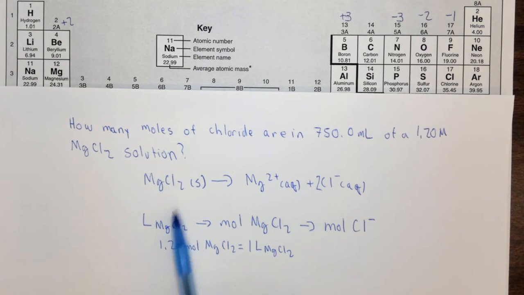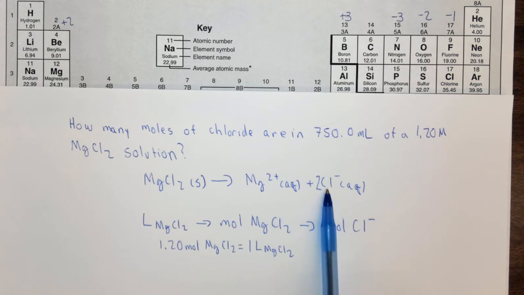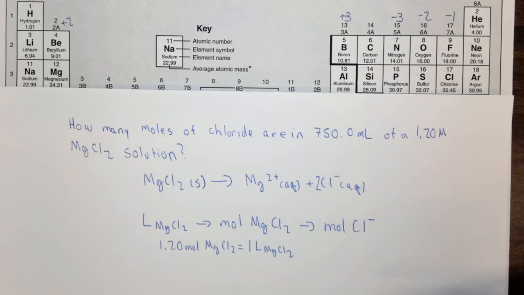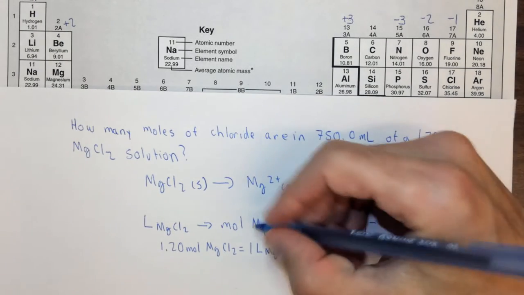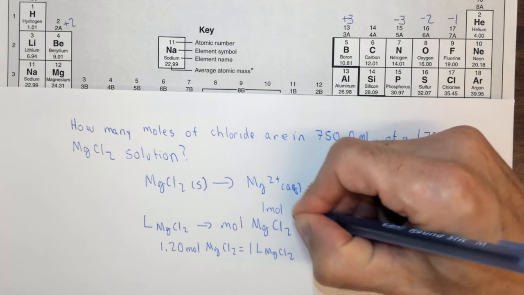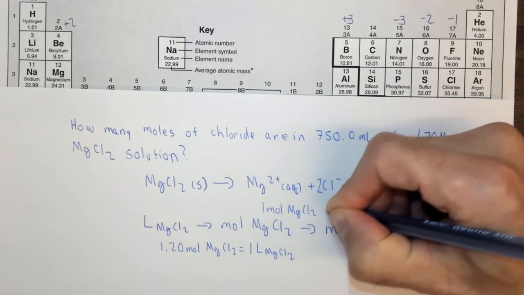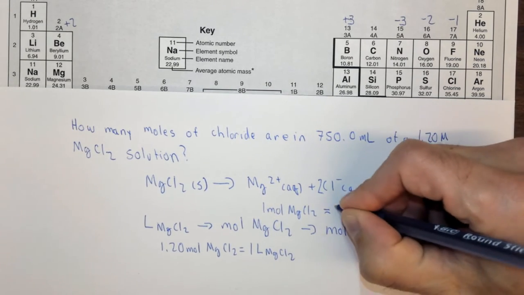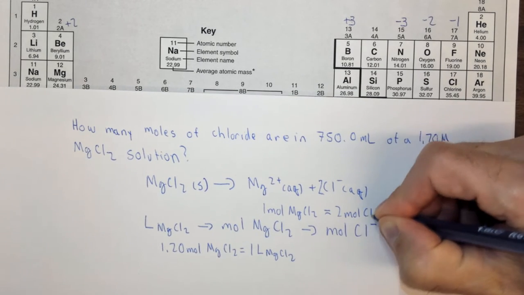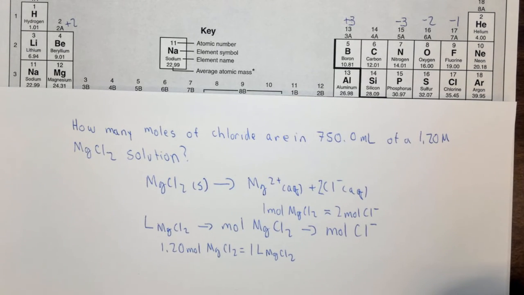So we have, in this case, 2 moles of Cl minus for every mole of MgCl2 because it's MgCl2. So 1 mole of MgCl2 provides, or is equal to, 2 moles of Cl minus in solution.